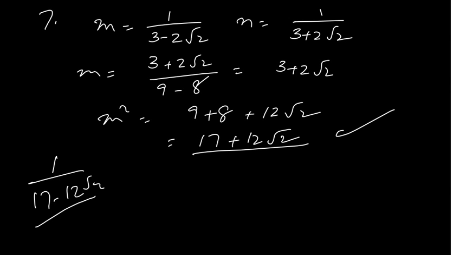If x is equal to 2 root 3 plus 2 root 2, find x plus 1 by x, and x squared plus 1 by x squared. Yeah, I have that same thing. So you do straight away the third one.